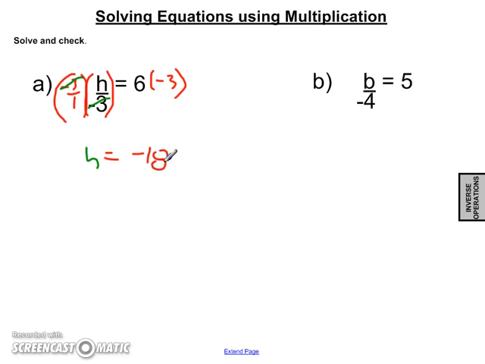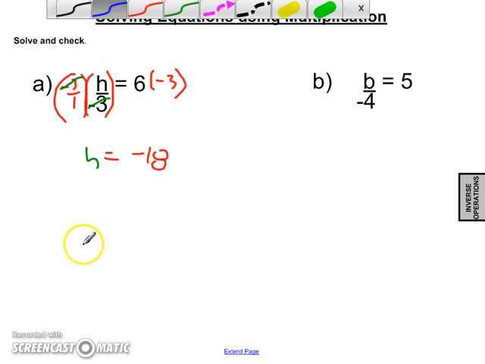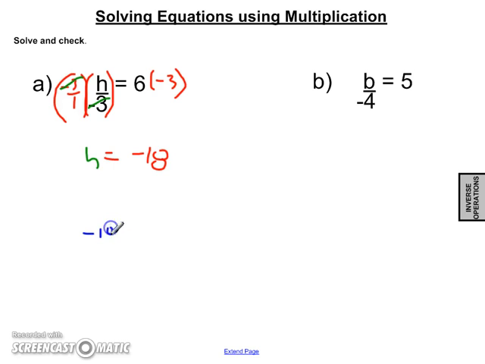Okay, so now I should check it. So I'm going to go back to the original expression, but I'm going to replace h with -18. So does -18 divided by -3 equal 6? Are those equal? If they are, I've got a good solution. If they're not, I have a problem and I need to go and do something else. Well, 18 divided by 3 is 6. Negative divided by negative is positive, and so you'll notice positive 6 equals positive 6.